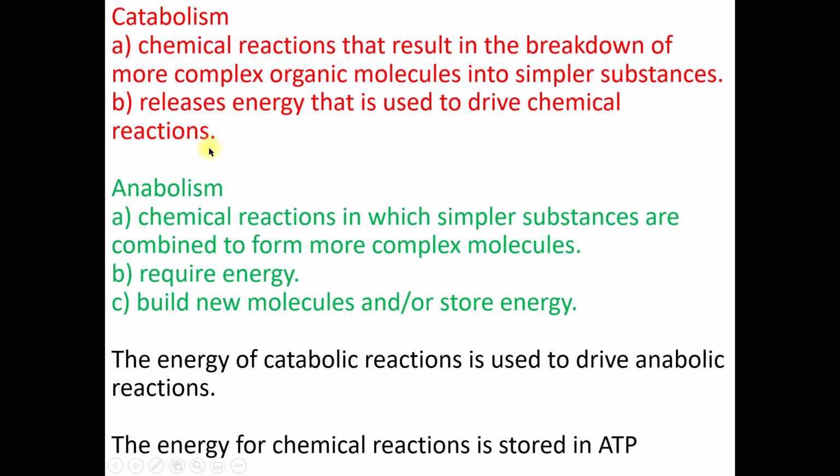Now, on the contrary with catabolism is anabolism. Anabolism is the chemical reactions in which simpler substances are combined to form more complex molecules. And anabolism requires energy. The energy is needed to build the new molecules, or to store the energy itself. Now, the energy of catabolic reaction is used to drive anabolic reactions. Betul kan? And then the energy for chemical reactions is stored in the ATP.